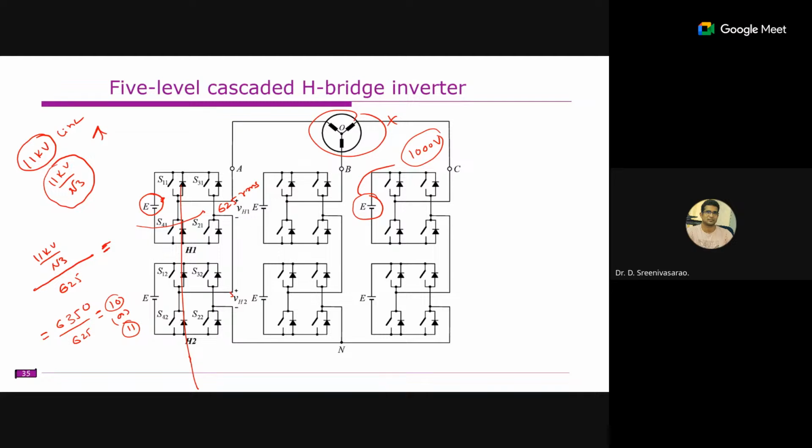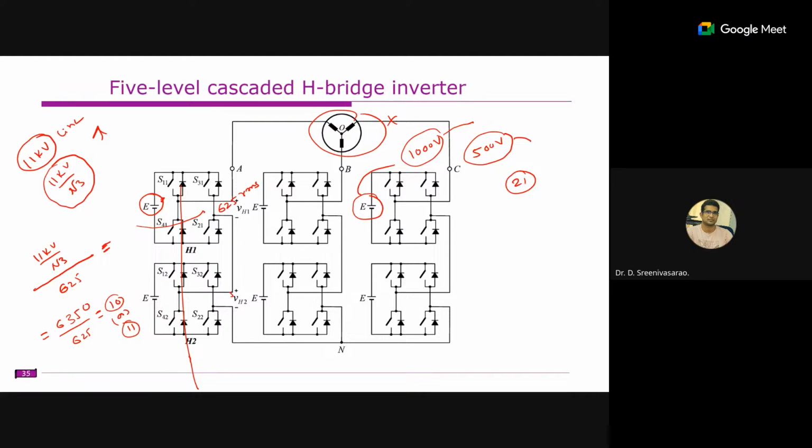Maybe you can increase this DC link voltage. If you increase this DC link voltage, that will reduce the number of H bridges in cascade. If you require only 500 volts, in that case maybe you need to connect 20 or 21 H bridges in cascade.